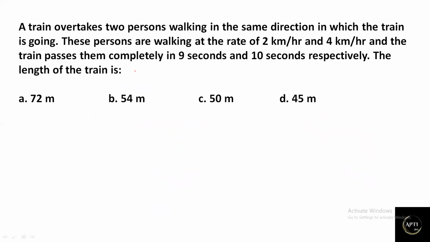A train overtakes two persons walking in the same direction in which the train is going. These persons are walking at the rate of 2 kilometer per hour and 4 kilometer per hour, and the train passes them completely in 9 seconds and 10 seconds respectively. The length of the train is. It is also a very easy question. You just need to understand how we can take the conditions. Try it on your own first, and then you can go with this explanation.